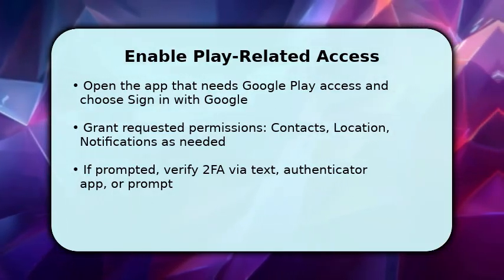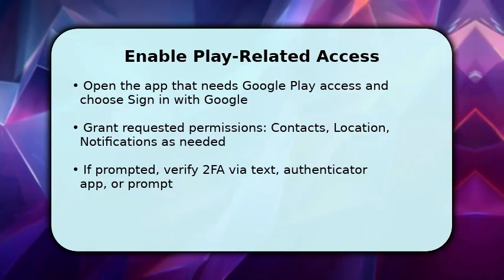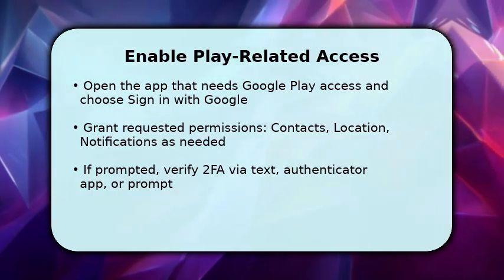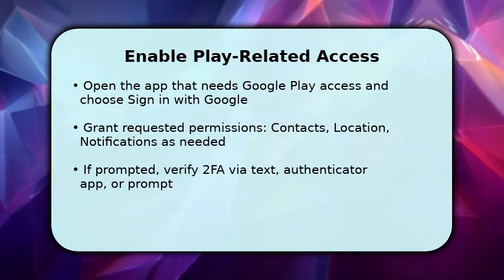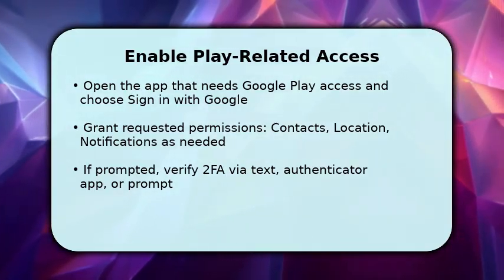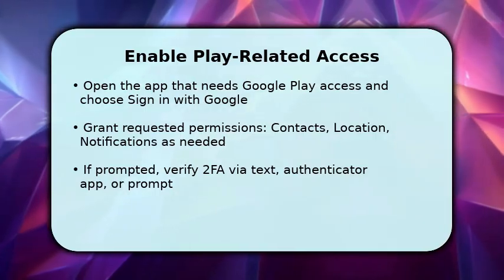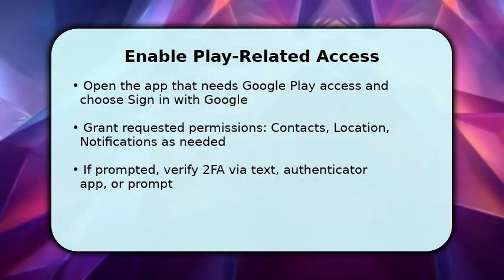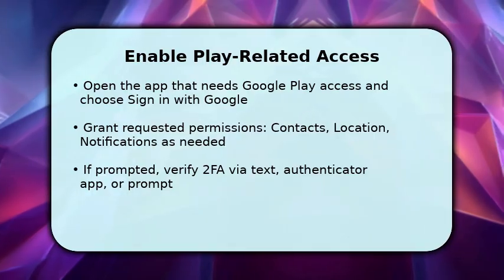Allow the ones required for the app to function, such as contacts, location, or notifications. If two-factor authentication is enabled, complete verification via text code, Authenticator app, or Google prompt. This secures the connection. After permission grants and verification, the app links to your Google.